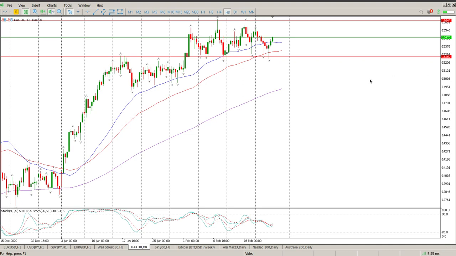So we bounced off the bottom of the channel, pretty much. The oscillator's not offering us anything else. Pin bar off there, and also a little bit of a trend line break that is brewing right now. Just get that on.